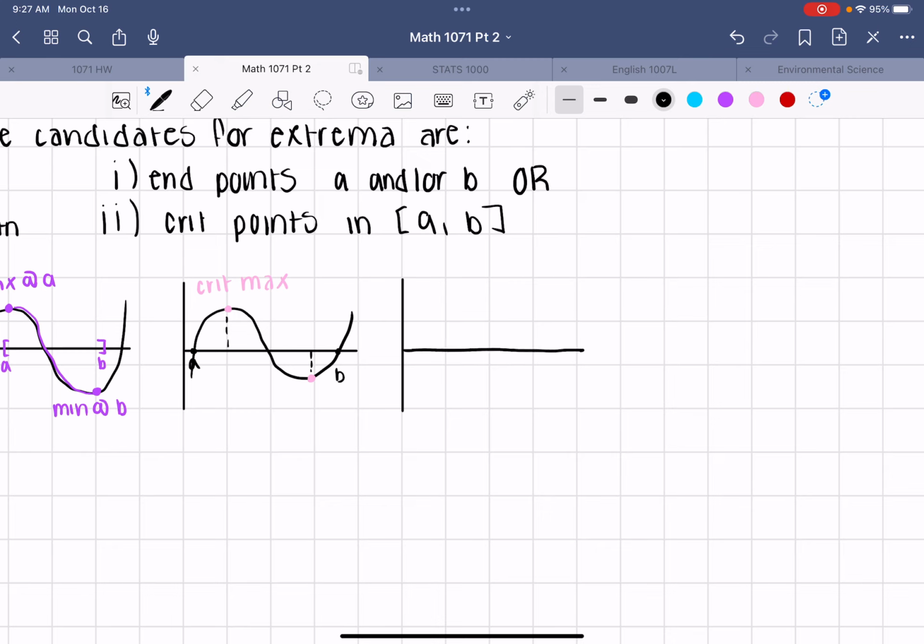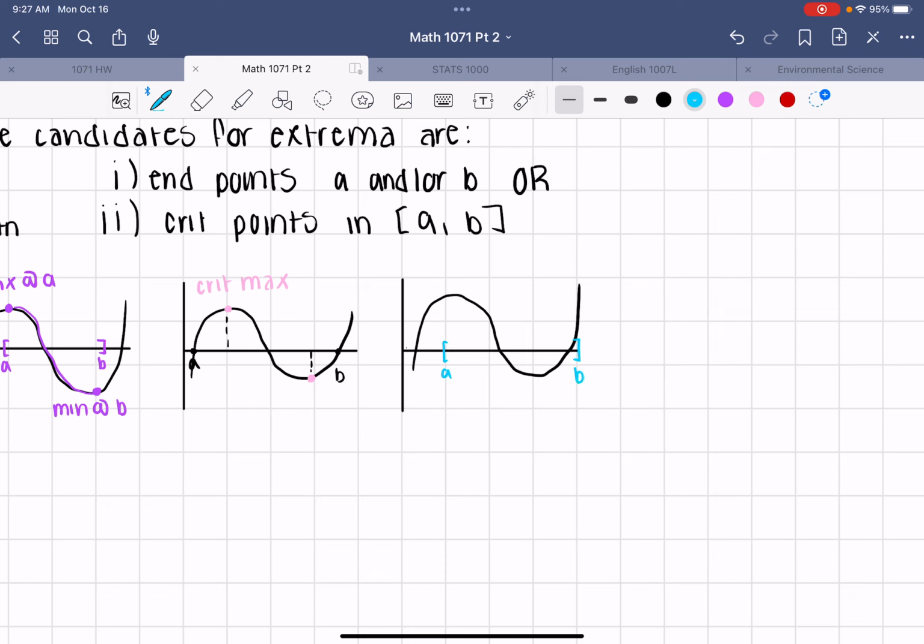On the interval 0 to 2, there's no minimum, right? There's no minimum at all, because the function is not continuous at 0. So typically like 1 over x, we've got to assume that f is continuous on your interval. If it's not, there's no guarantee that you'll have an extremum.